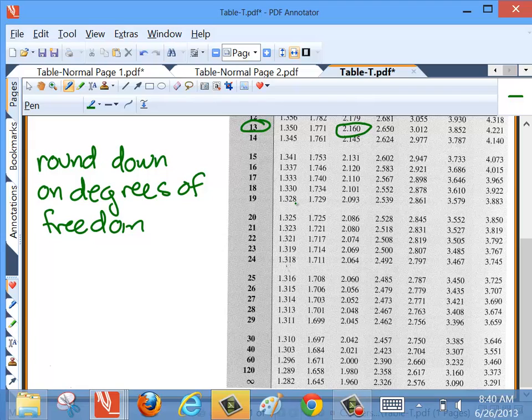What's happening to my critical points? As I round down on my degrees of freedom, my critical points are getting bigger and bigger. If your critical points get bigger, then your margin of error gets bigger as well. Your confidence interval gets wider and wider. Why would I want to make my confidence interval wider here?